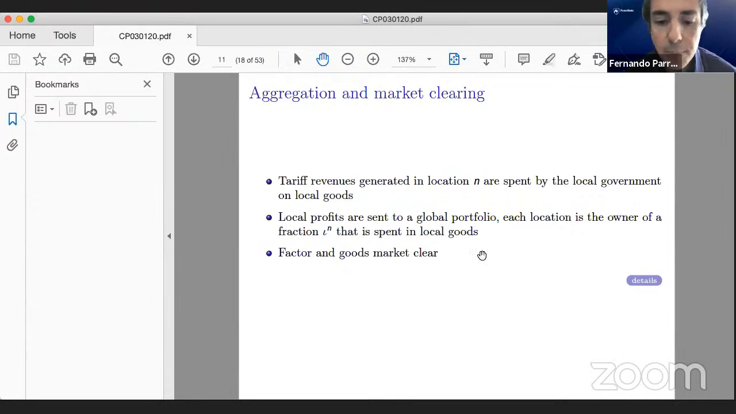In the paper, we have all the factor and goods market clearing conditions. I don't have time to show them here.